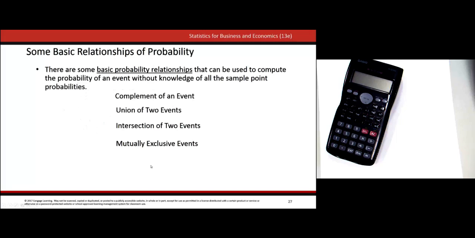But sometimes we may not know all the sample points in the event, and we may not be able to assign the probabilities. In that case, we can use some basic relationships to calculate the probability of an event without knowledge of the sample point probabilities, such as complement of an event, union of two events, intersection of two events, and mutually exclusive events.